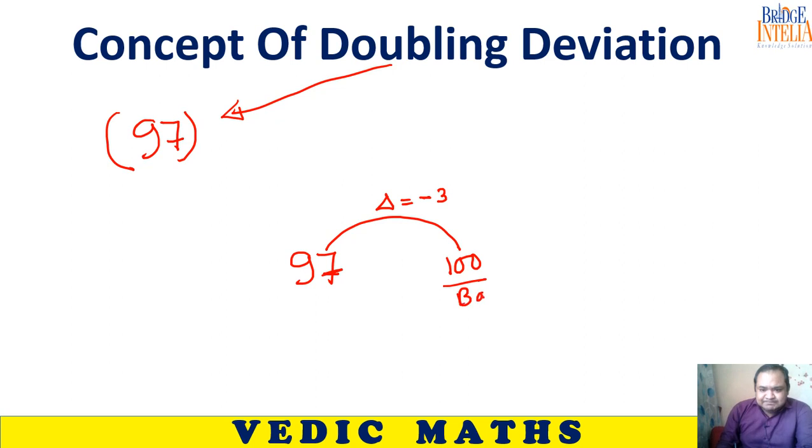This is base. So, one more time you have to increase the gap. One more gap you have to create. So, now 97 will go further backwards. So, 97 minus 3 is what? 94. So, this is the concept of doubling the deviation.